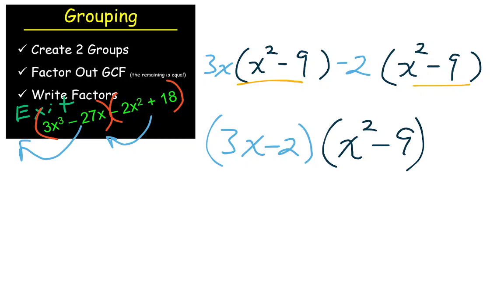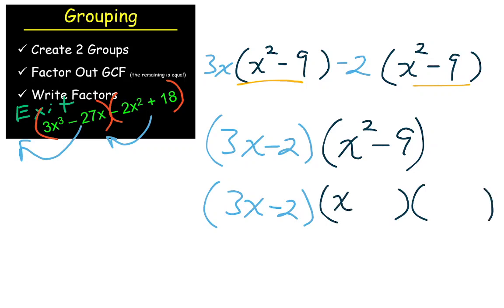Okay, now what we did here is really good. But if I want to be really, really good, I would recognize that x squared minus 9 can break down one more time. It's a difference of squares. I can split it up with x and x and a plus 3 and a minus 3. And so sometimes problems have additional factoring after you do the primary grouping.